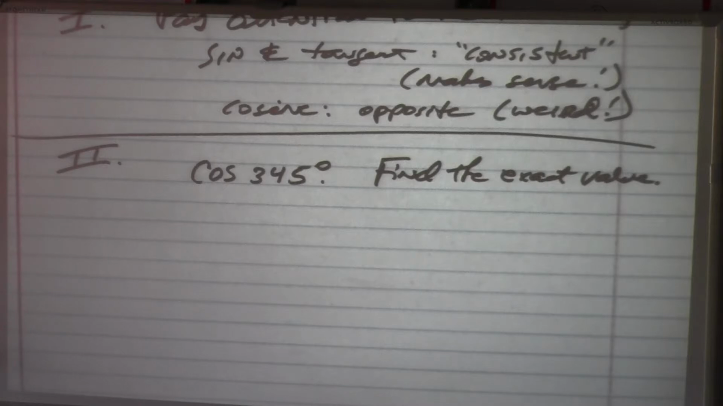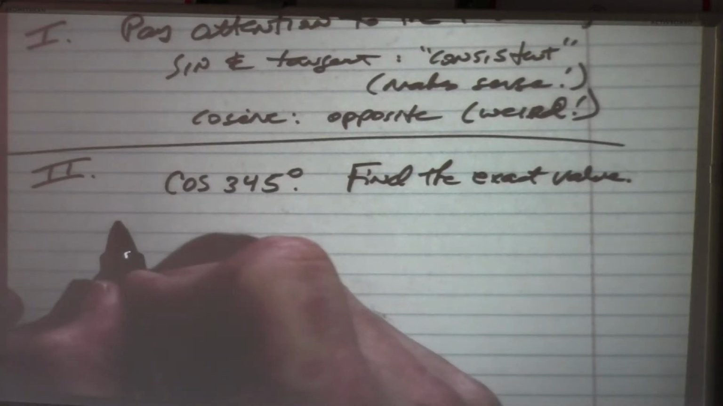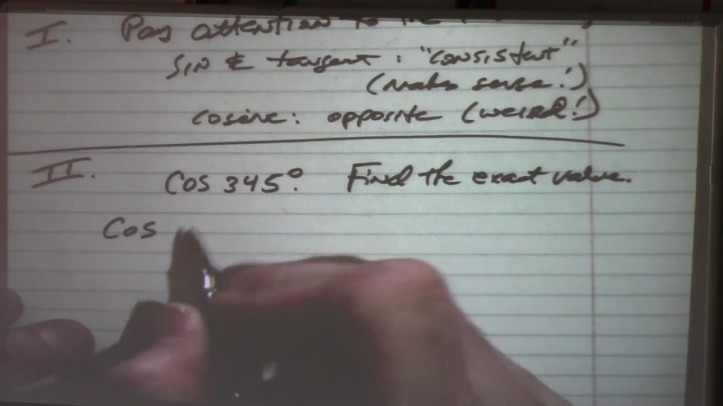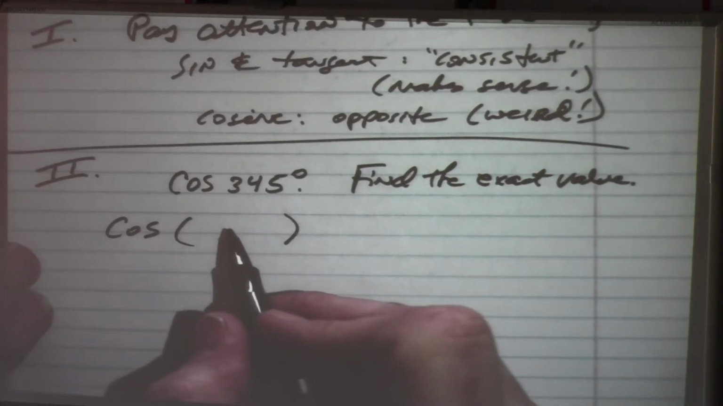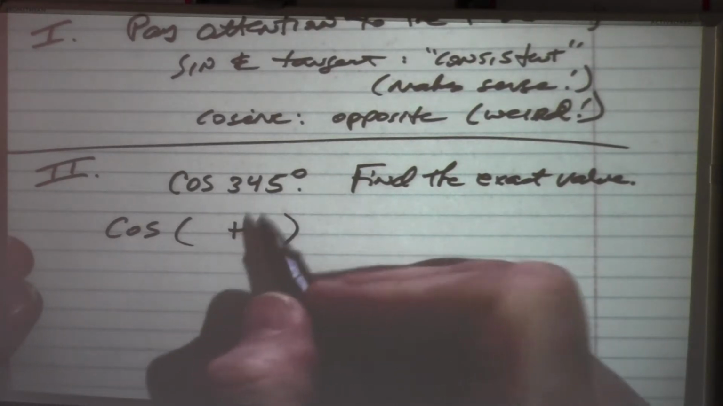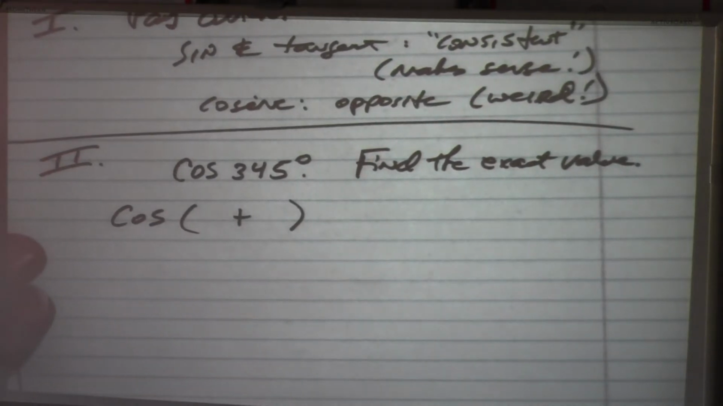So when you look at 345, what we want to do is rewrite it as two angles. And we can do plus or minus. We're going to do this one as plus. So you think, what are two numbers that could add up to it?